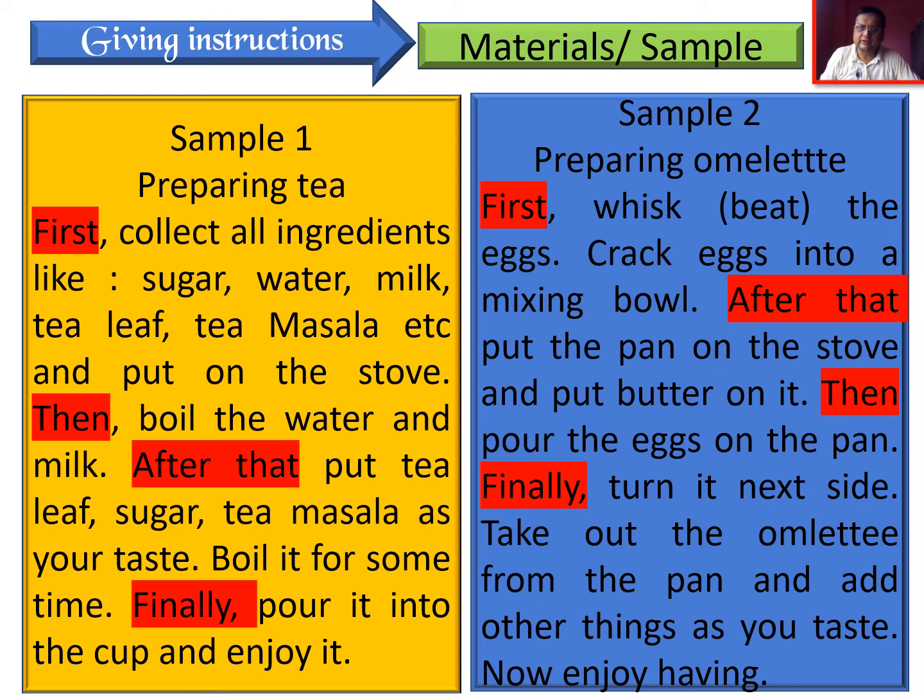Preparing omelette. Here is also the same thing. First, after that, then, finally, these are here to connect. Yes, first is always written first, and finally is always written at last. But after that and then can be written in the middle. After that can come before then, or then can come before after that. That does not matter.